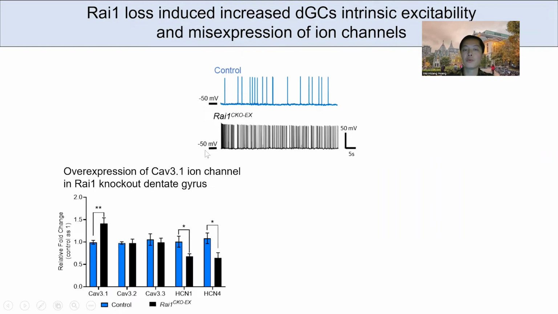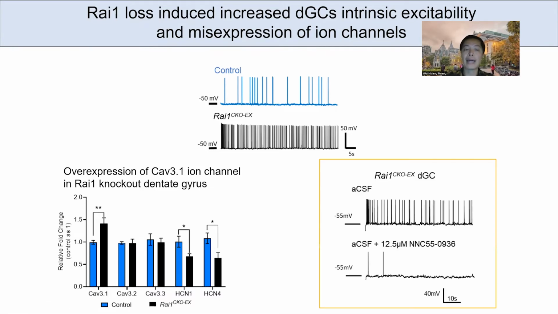So what happened to these neurons, right? We analyzed gene expression and found upregulation and downregulation of some ion channel proteins. These are the proteins that allow the flow of ions in and out of the cells. For example, too much of this protein will allow too much calcium ion coming into the cells and potentially make the cells more excitable.